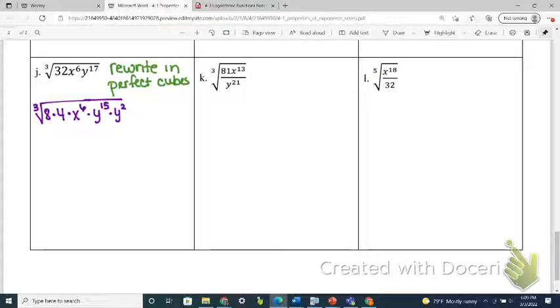So let's take out our perfect cubes. The cube root of 8 is 2. Cube root of x to the 6, so 6 divided by 3 is x squared. The cube root of y to the 15th, 15 divided by 3 is y to the 5th. The rest have to stay inside, so we have the cube root of 4y squared.